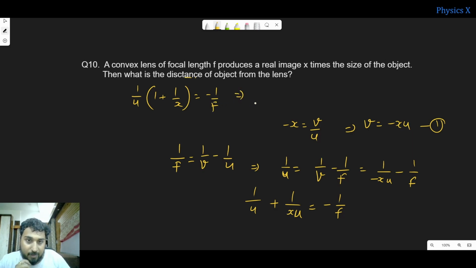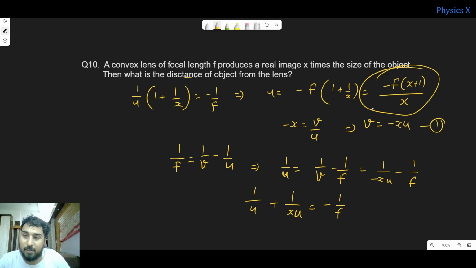So if I rearrange this, u becomes what? Minus f into 1 plus 1 by x. So this is equal to minus f times x plus 1 upon x. So this is your answer. That is, the answer is this one. It is coming negative. You can see this. Okay. This is your answer.